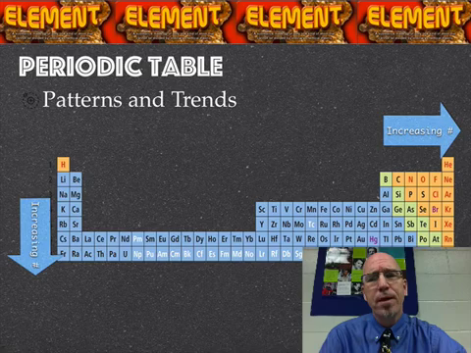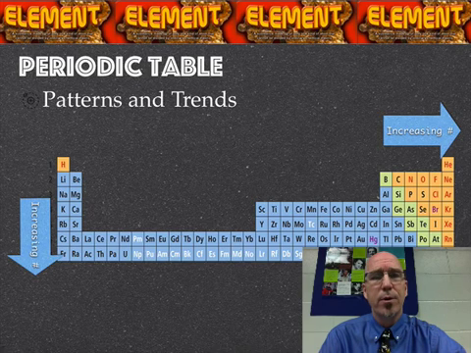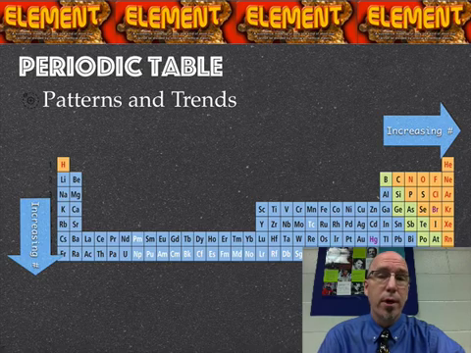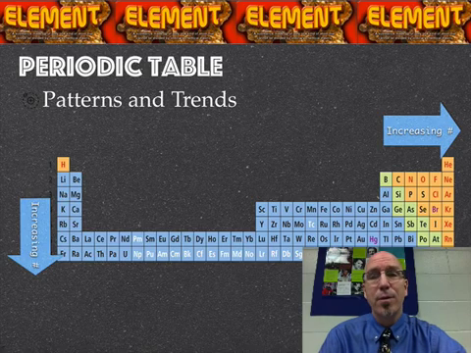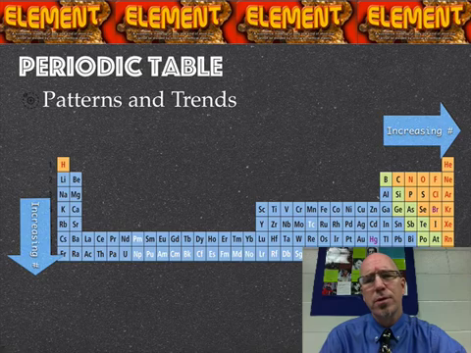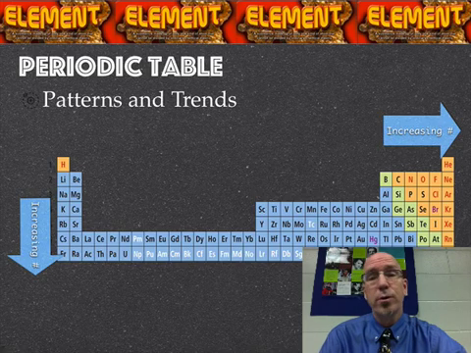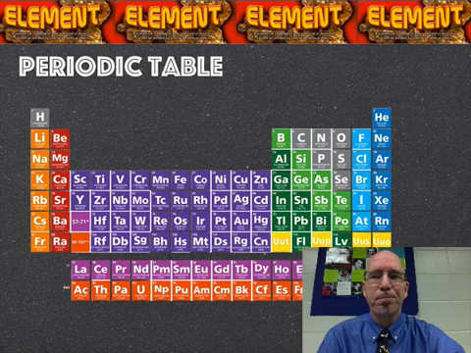But that's the defining characteristic of an element, the number of protons, not the number of neutrons, and not the number of electrons. So those things can change. If you change the number of protons, then you're changing to a different element altogether. So here's our standard periodic table.